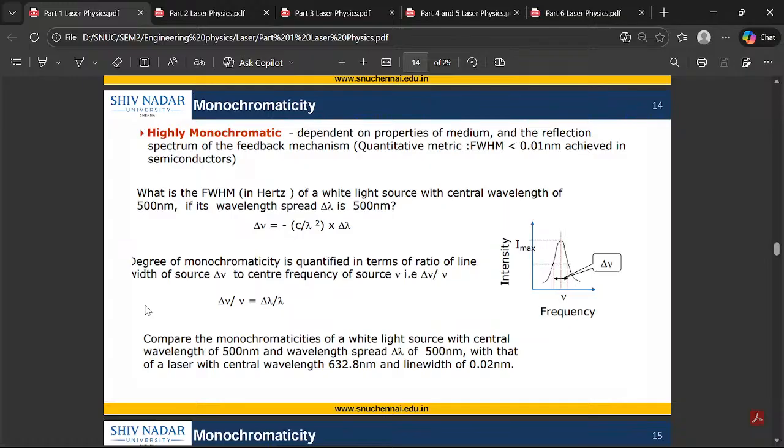So monochromaticity. The laser light is highly monochromatic, and which depends on the property of the medium in which we are going to use the laser, and the reflection spectrum, and the cavity resonator, and the feedback mechanism basically.